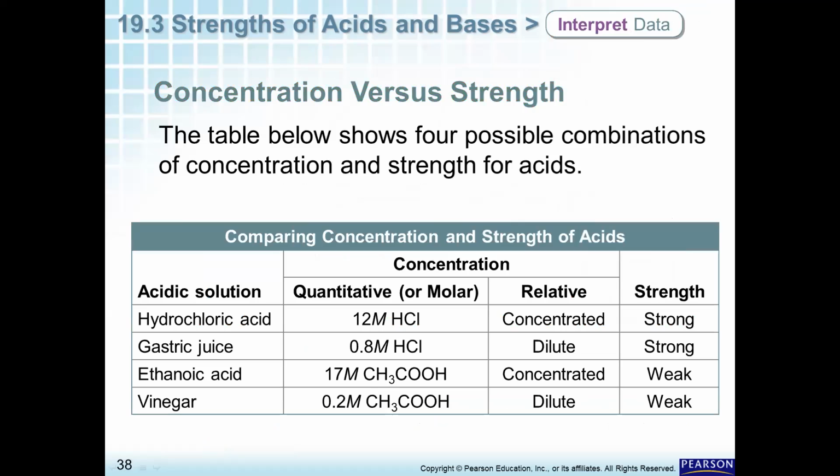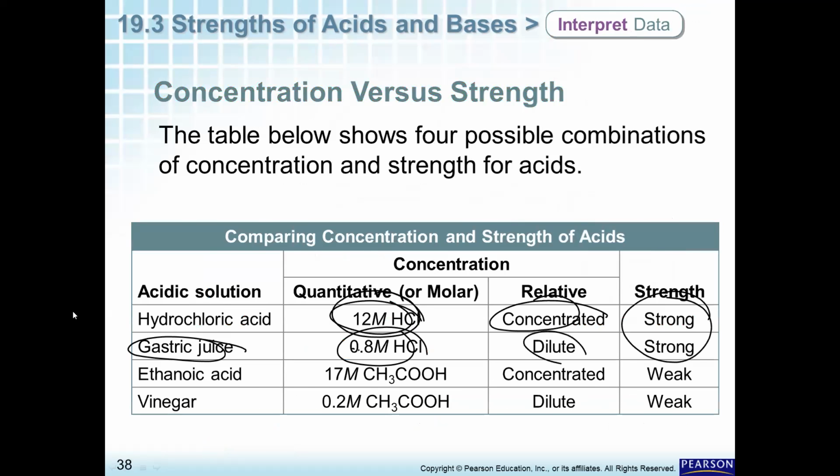Consider hydrochloric acid. What is HCl? It is a strong acid. Whether we have it at 12 molar or 0.8 molar, it is strong. The 0.8 molar is the gastric juice in your stomach, and this is the one which we prepare in the lab. This is concentrated and that's dilute, but both of them are strong.